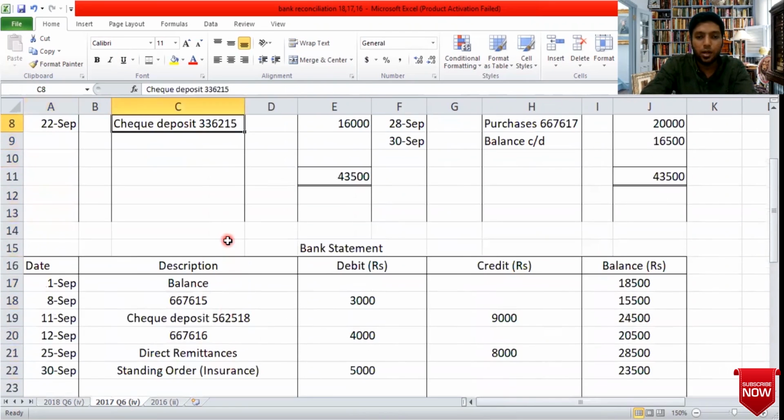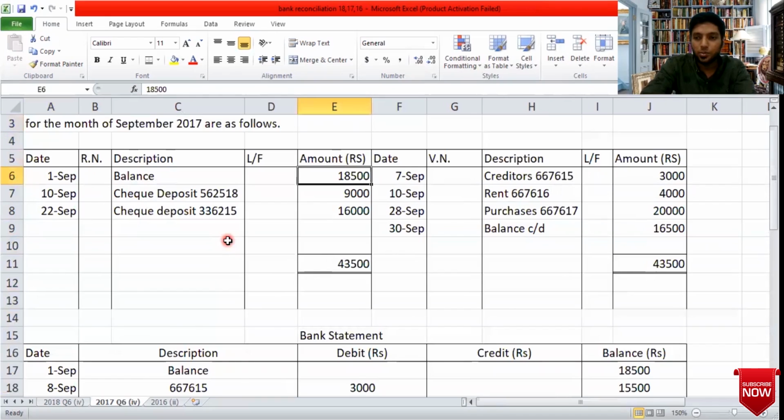Let's see what is there on the cash book, what is not there on the bank statement. Now I'm going to compare my cash book, not the adjusted cash book. I'm going to compare my cash book with the bank statement to prepare the bank reconciliation statement. If I compare my bank statement with the cash book, I will prepare the adjusted cash book.